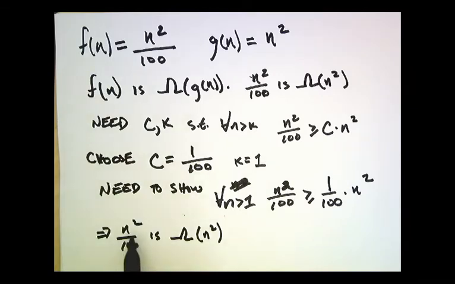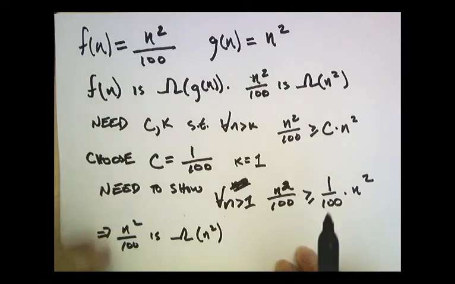Okay, so n squared over 1,000 is also a big omega of n squared. N squared over 1,000,000 is also a big omega of n squared. Remember, the big O and the big omega usually hide constants. Let's do another example.